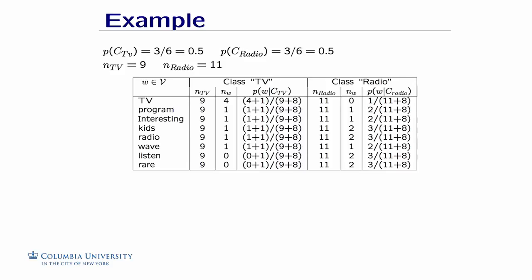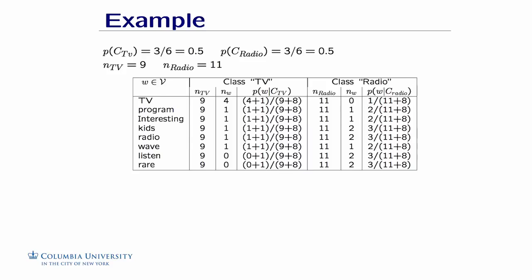So the probability of the class TV is 3/6. We have 3 sentences over the 6 sentences that are about the class TV. And likewise, we have the probability of class radio is 0.5. N_TV is 9. This represents the total number of word positions in all training examples that are in TV.